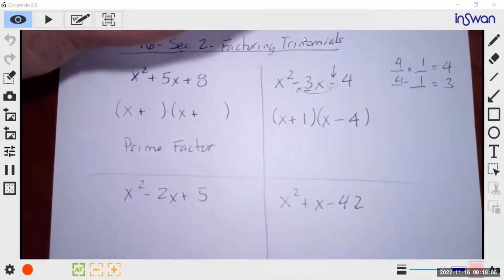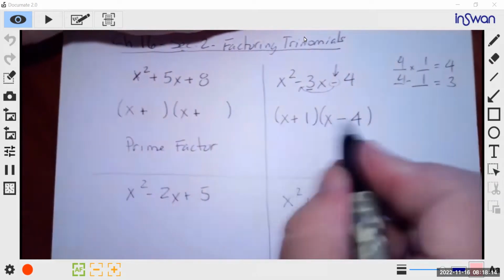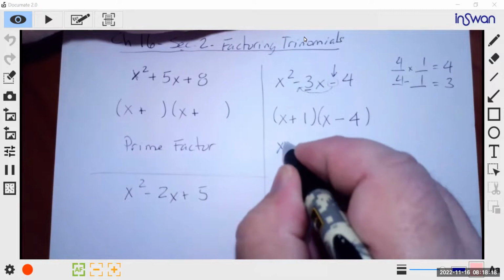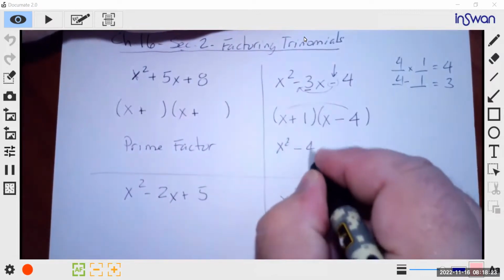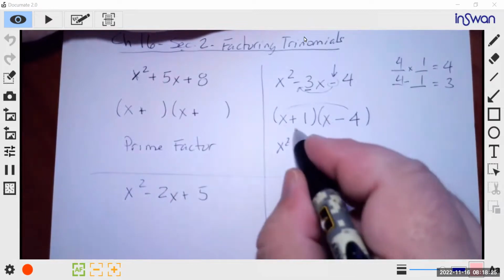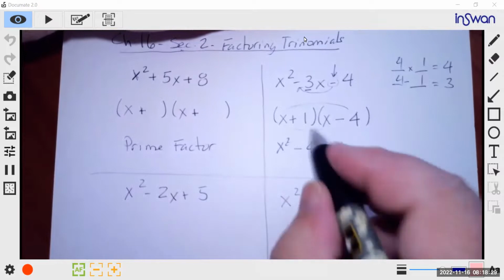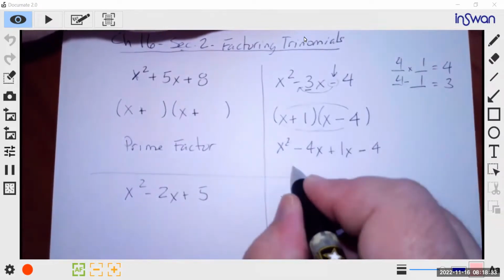Always, always, always check your answers. How would you check your answer here? Yeah, multiply these out. X times x is x squared. Positive times negative is negative. X times 4 is 4x. Positive, positive. 1 times x is 1x. Positive, negative is negative. 1 times 4 is 4.